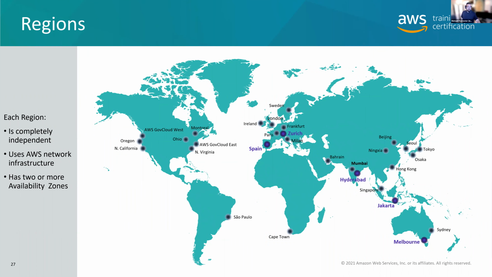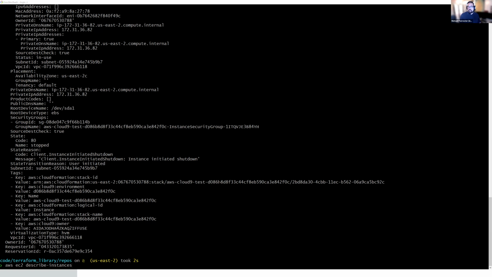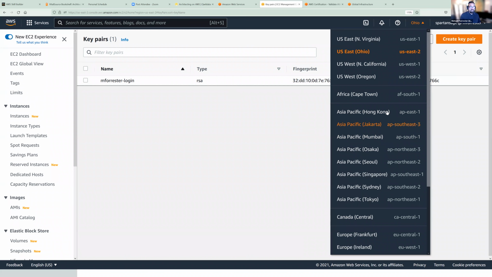How do you find the codes, by the way? Well, you can look it up in the documentation, but you can also just look on the console. So Tokyo is AP Northeast 1, as you can see here. Canada is CA Central 1. You can look on the console, or you can look in the documentation to find it.